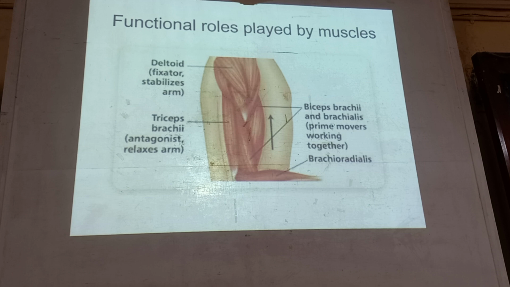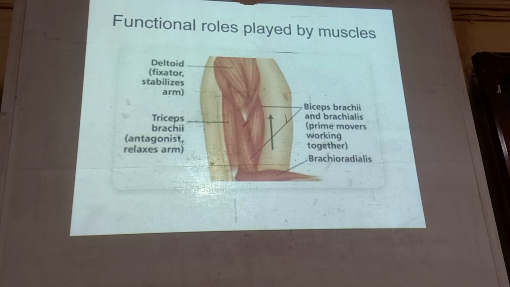Prime mover or agonist: a muscle which initiates and propagates a desired movement. That desired movement is important. Antagonist: the muscle which opposes the prime mover. Synergist: a muscle which cancels the unwanted, undesired movement of the prime mover.